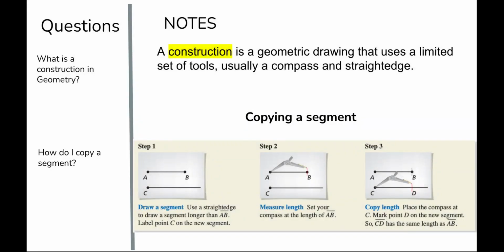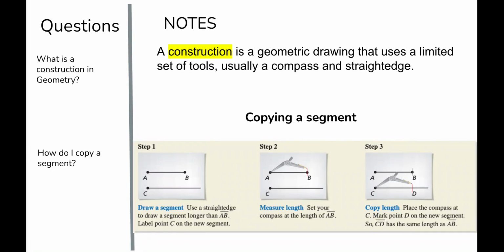Construction. Now, of course, you might have heard the word construction in general when people are constructing a building. Now, in geometry, we also have constructions, or a construction, which is a geometric drawing. But when we do our constructions in geometry, we're only using a compass and a straight edge. Now, a straight edge is anything that allows you to draw a straight line. For example, a ruler is an example of a straight edge because it has a straight side to it.